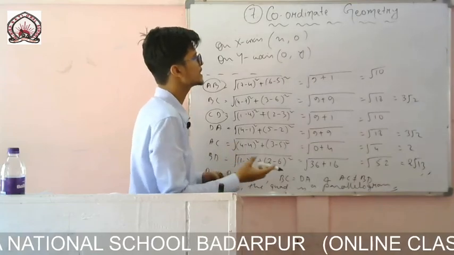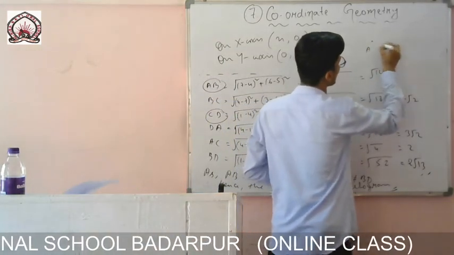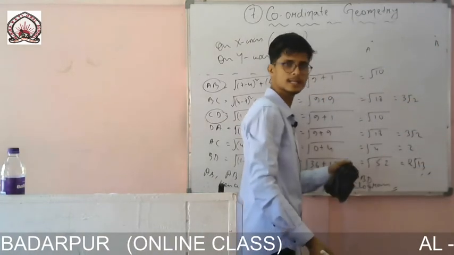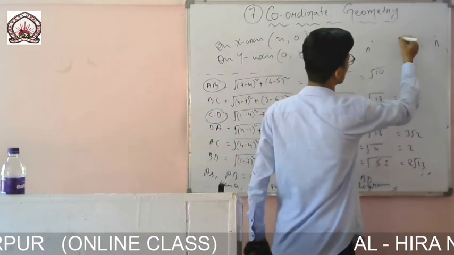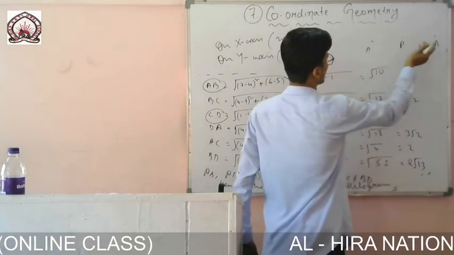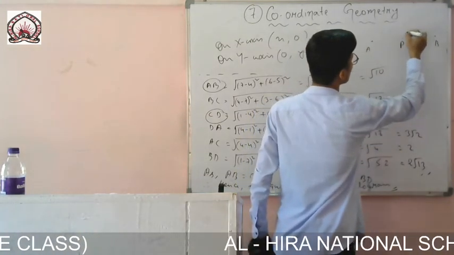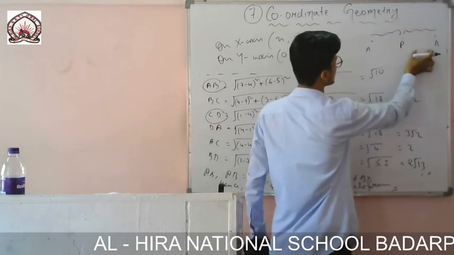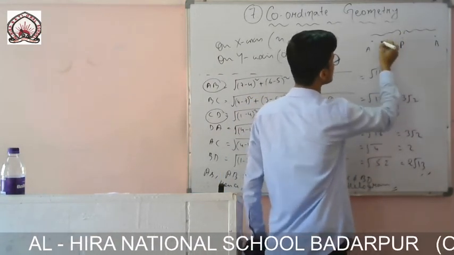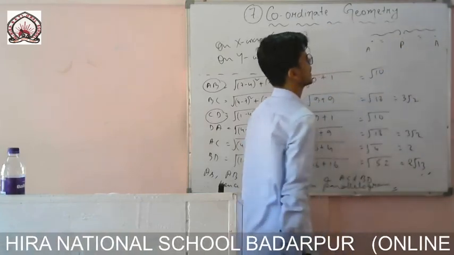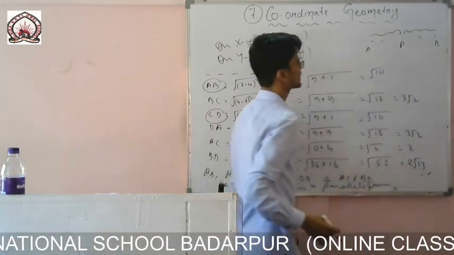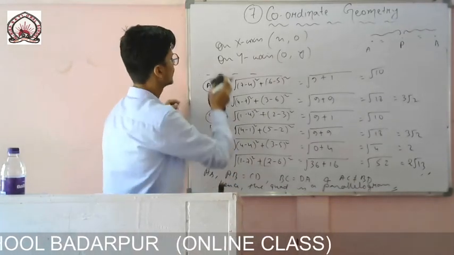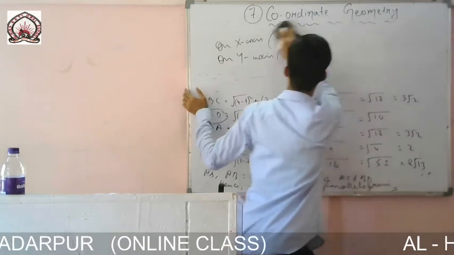A point is equidistant if and only if it is in the middle. If I mark two points like this, and name the middle point P, the distance should be the same. So equidistant means it is in the middle, and these two distances will be equal. AP will be equal to BP. Okay, so now let us do this one. It is an important sum.